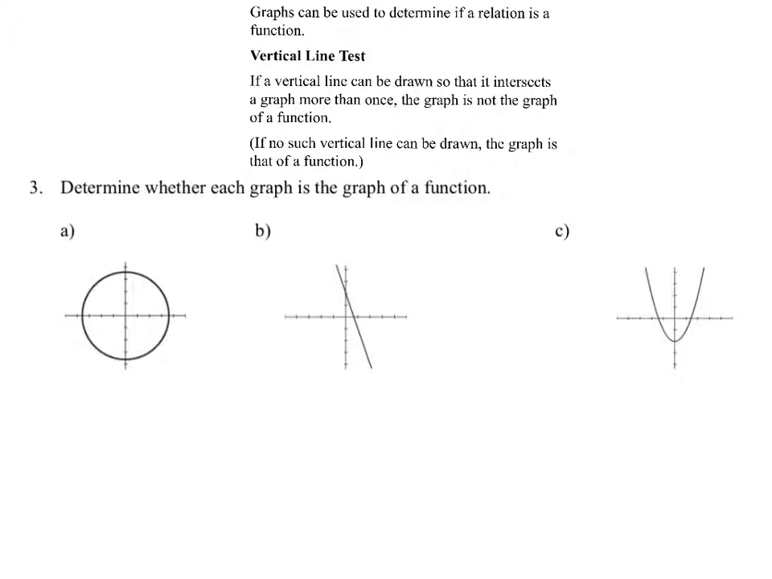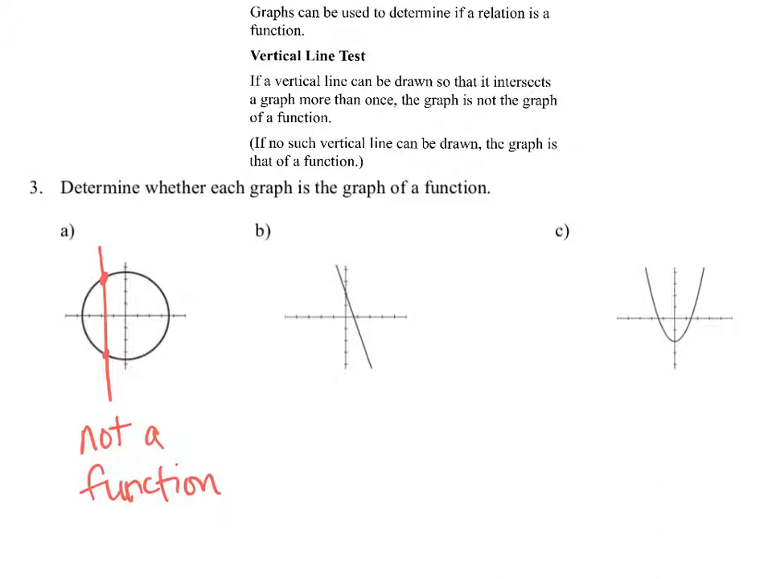For the first one, we can see the graph of a circle. If we draw a vertical line, we see that the vertical line drawn as shown goes through the graph, or intersects the graph, more than once. So we can say that this is not a function. It does not pass the vertical line test.